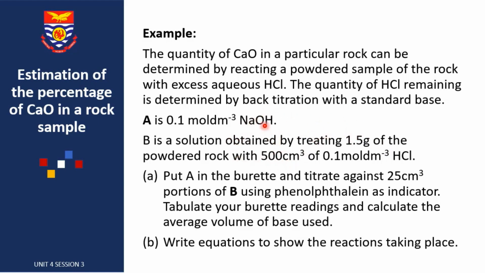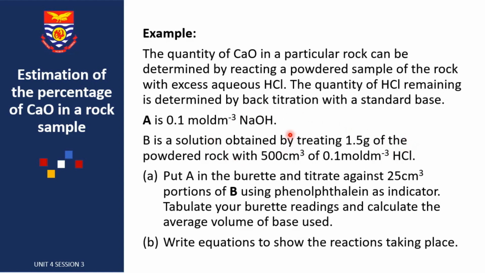As usual, we have the base. Let's look at the species present. We have sodium hydroxide, which is a base. We have calcium oxide in the rock sample, which is a basic oxide, and then we have HCl, which is an acid. So we expect two reactions here. The first reaction will be between the calcium oxide in the rock sample and the hydrochloric acid, and the second is the reaction between sodium hydroxide and this same hydrochloric acid.